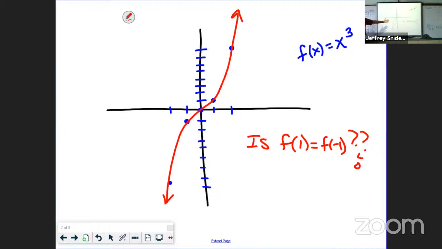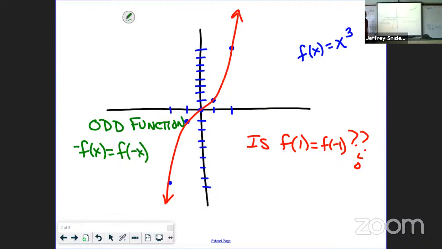Is it a function though? Yes. So it must be called something else. This is referred to as an odd function. Now, why? How do I know if it's an odd function or not? Here's how we know. Listen very carefully. Negative f of x is equal to f of negative x.